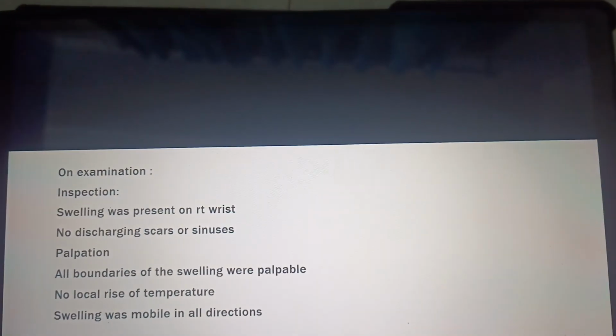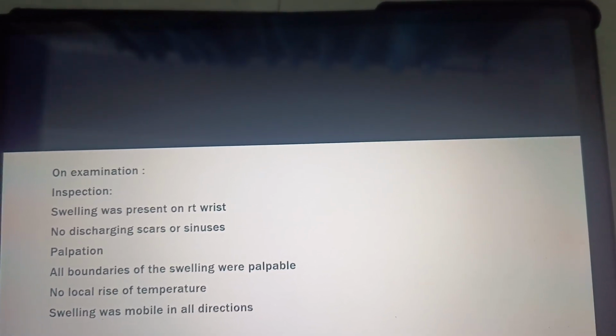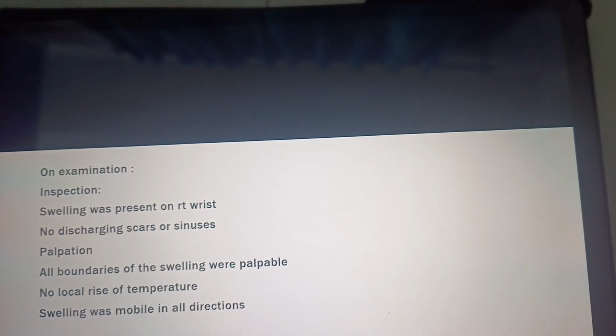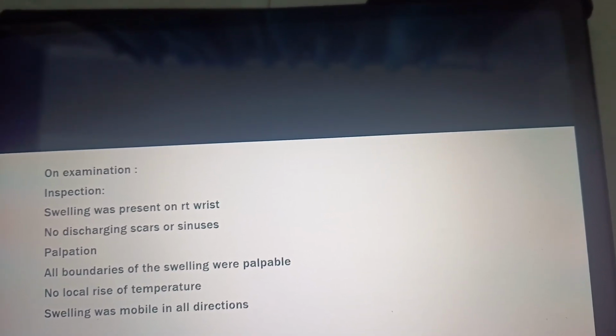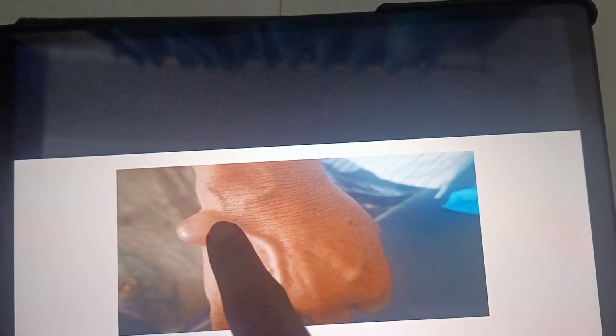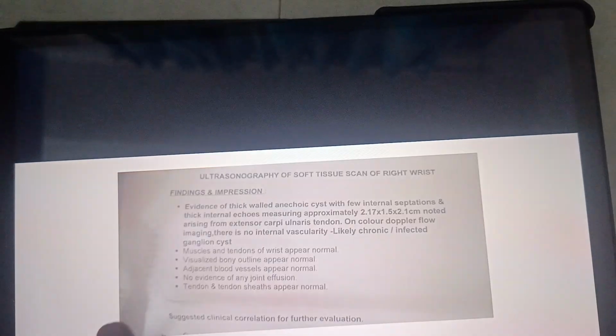On examination, inspection: swelling was present on the right wrist region. There was no discharging scar or sinus. Palpation: all boundaries of the swelling were palpable. There was no local rise of temperature. The swelling was mobile in all directions. So this was the swelling which was seen on the right hand in the wrist region.